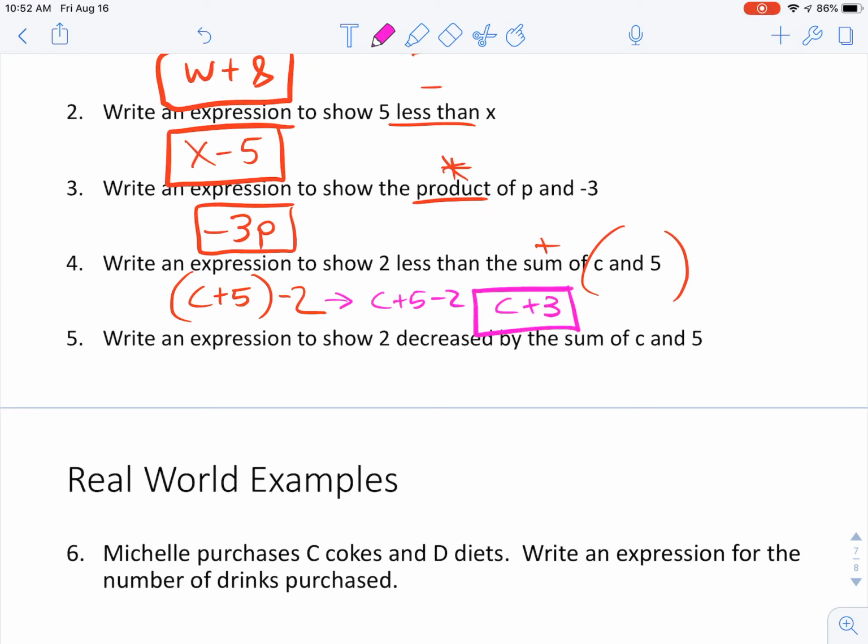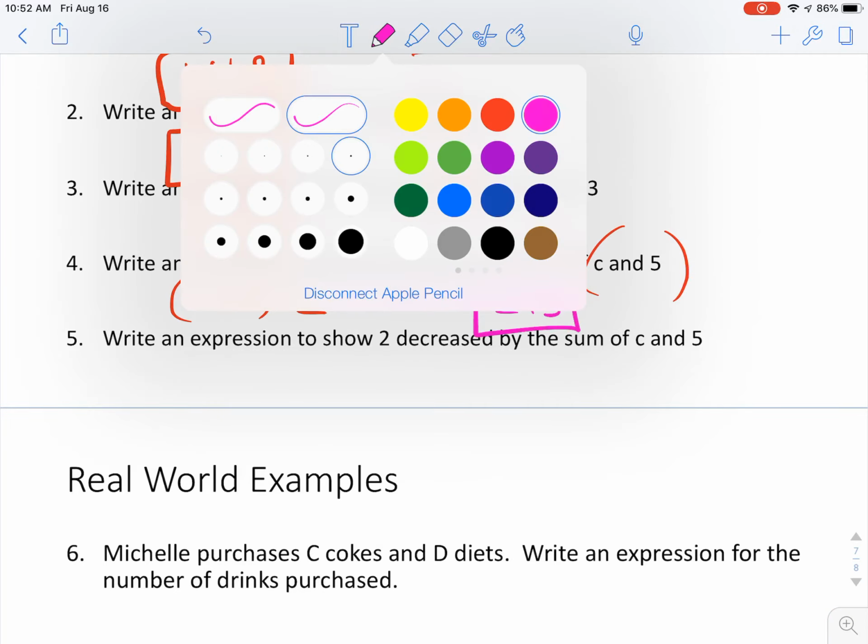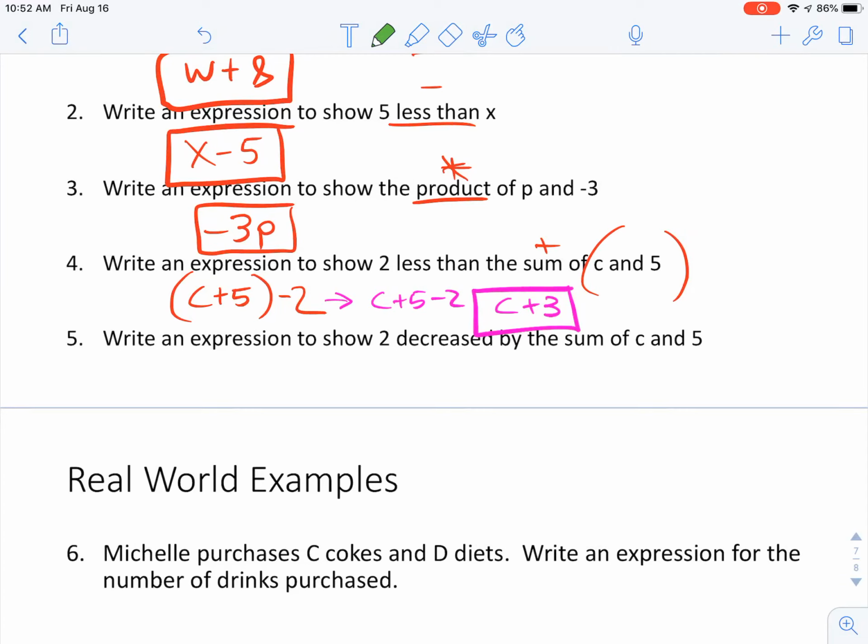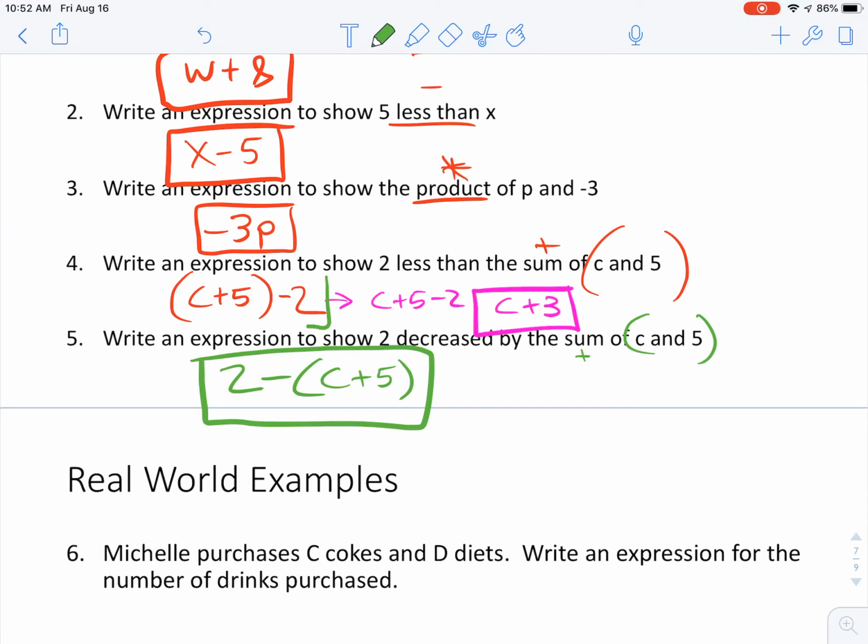Lastly, write an expression to show 2 decreased by the sum of c and 5. So this one's a little bit different. We are going to write 2 decreased by the sum of c and 5. So again, sum of c and 5, that's addition. c and 5 are linked together within parentheses. And we're going to have 2 decreased by that. So 2 minus the quantity c plus 5. This is kind of a tricky problem because it's going to require the distributive property, which we haven't learned yet. So I'm actually just going to leave this here. We're going to stop at this point. And like I said on that previous one, if you wanted to stop here, that would be totally okay as well.